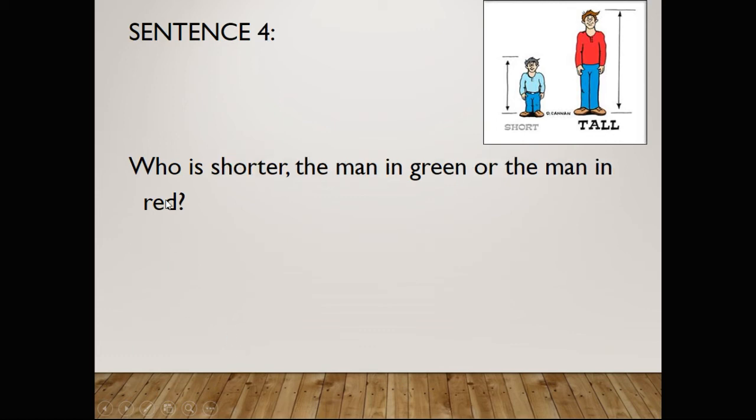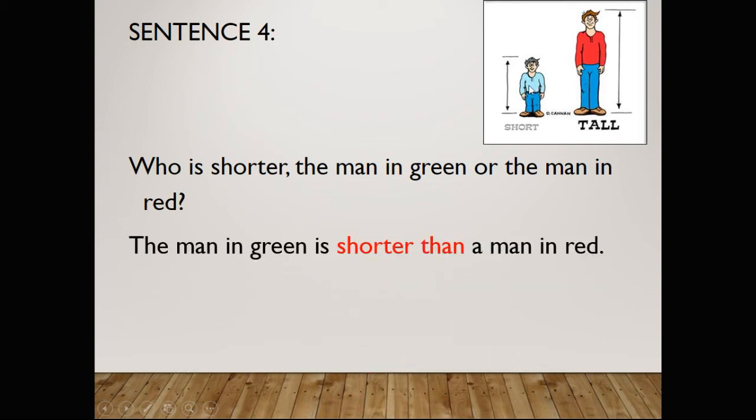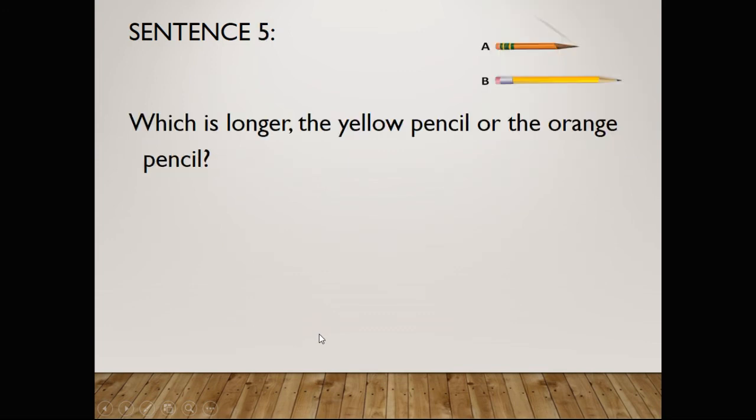Sentence number 4. Who is shorter, the man in green or the man in red? Well, the answer is the man in green is shorter than the man in red. You can see that he is shorter than the man in red. Shorter is from the word short. Short, shorter.